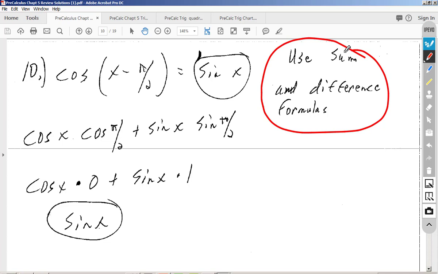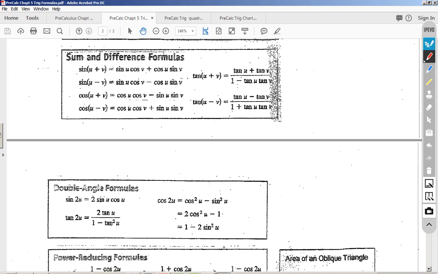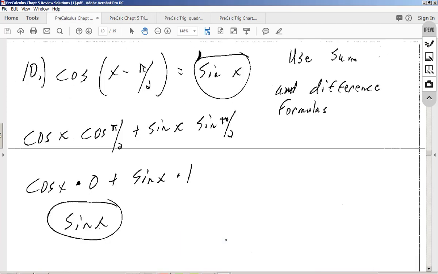So again, we're going to use our formula. If you want to take a look at your formula, it was this sum and difference formula. And in this case, I think it was the cosine of u plus v. So we're going to use the cosine of u plus v. We have x minus pi over 2 inside of our equation here. So in our problem, we're just going to apply that formula to this.